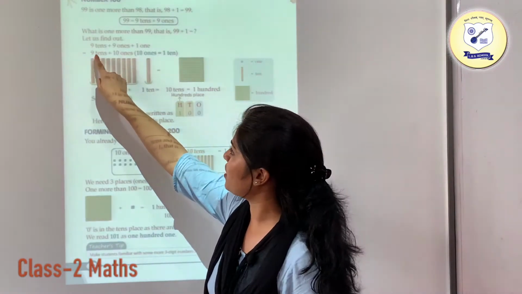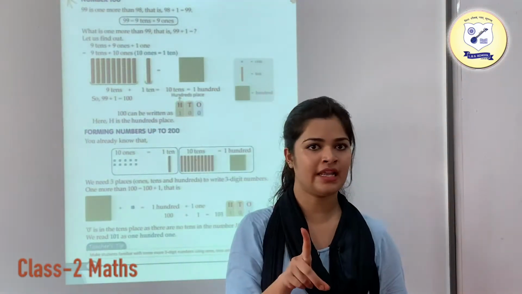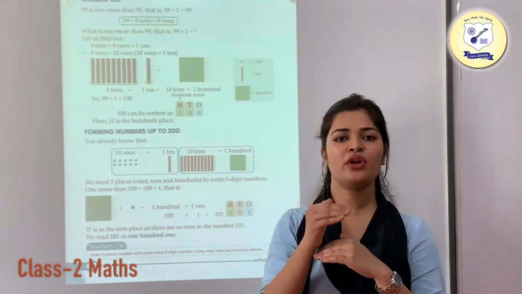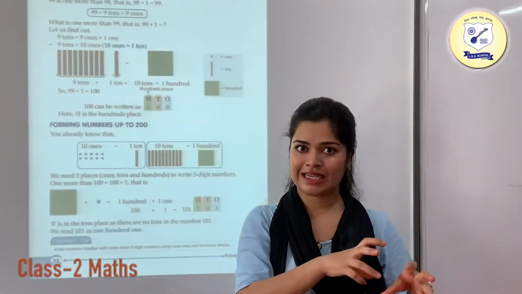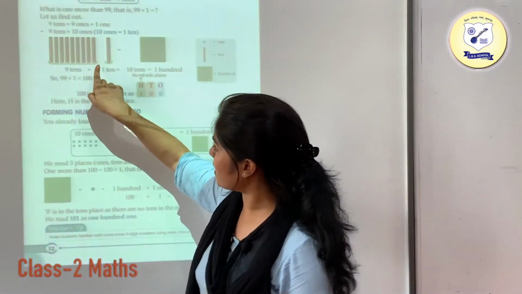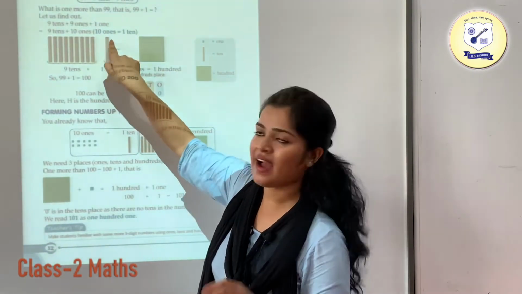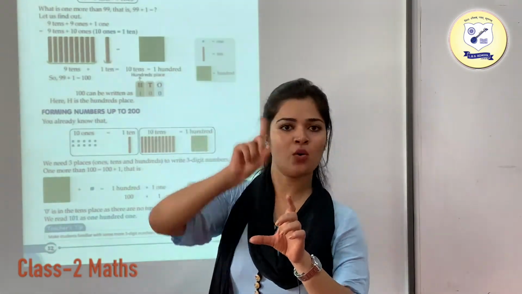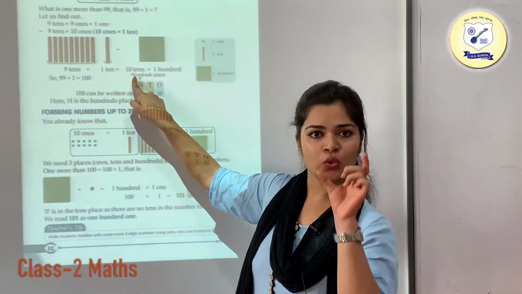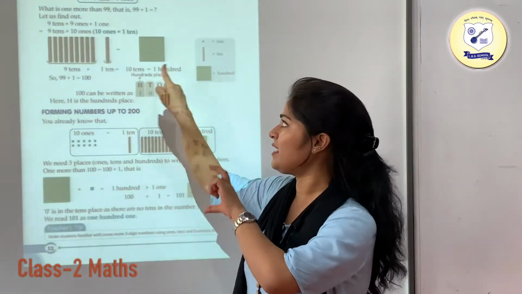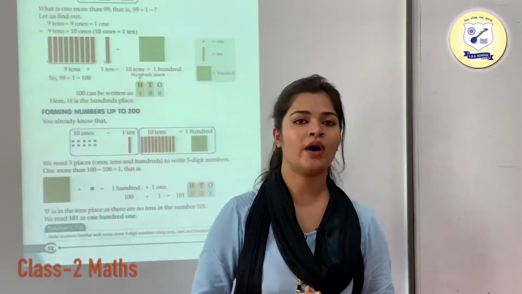So this is going to be 9 tens and 10 ones, and this 10 ones is going to be 1 ten. 10 ones means we are going to build 10 blocks, and 10 blocks is equal to 1 ten. As you can see, 1 2 3 4 5 6 7 8 9 10. So we are having 10 blocks, so this is going to form your 1 ten. So 9 tens plus 1 ten is equal to 10 tens, and 10 tens means 100. So this is going to form your 100.